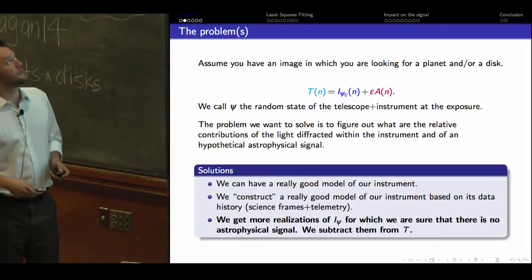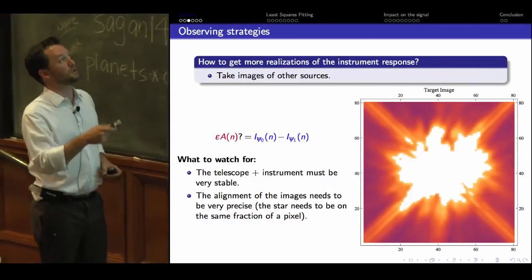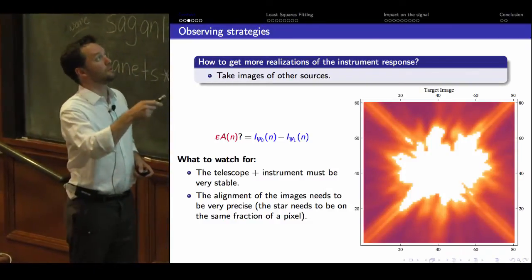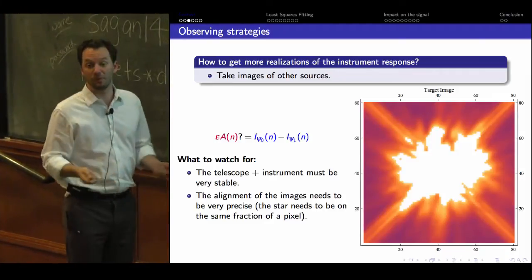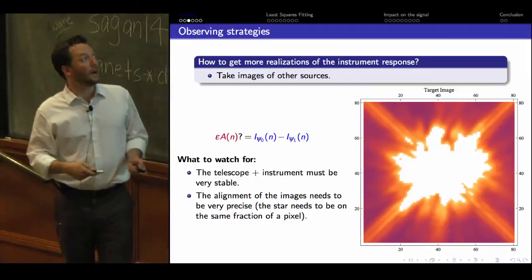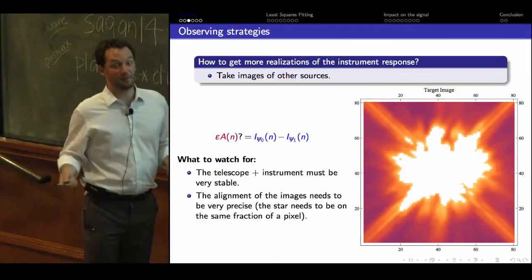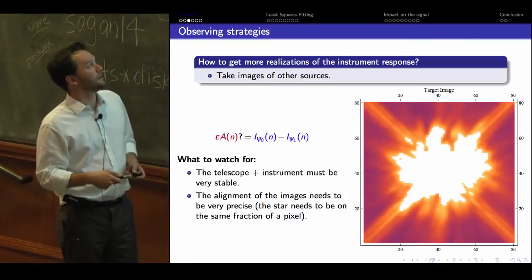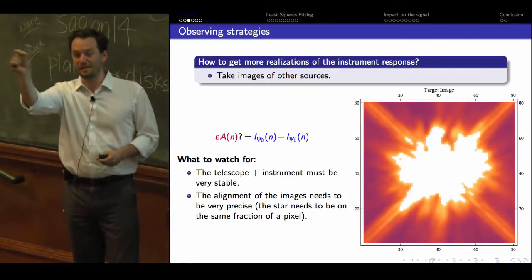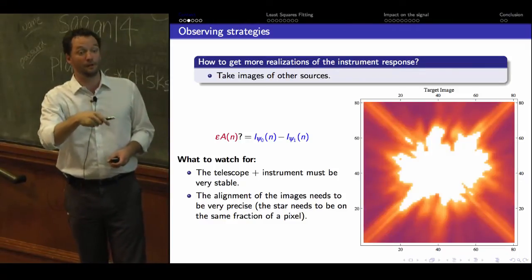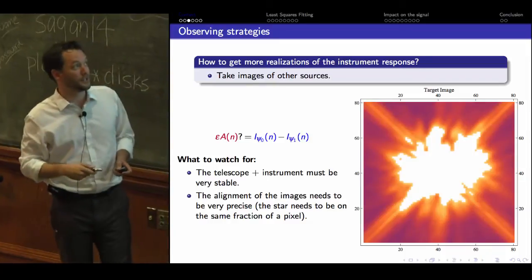So let's start with a simple way to do that. You take the image of another source. So whether or not there is signal, it's one image minus the other, right? It's pretty simple. You need the telescope and the instrument to be very stable. You want them to be exactly the same in a perfect world. And in particular, when you have a coronagraph and the star is not exactly in the same place, you need to align them very, very well. And Carol is going to discuss that during our session.